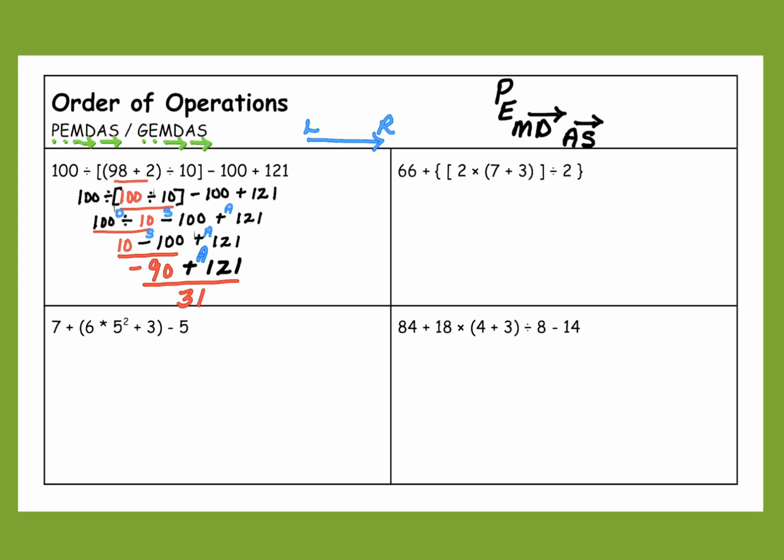In this next problem, we look for the innermost parentheses or grouping symbols. The first step is to complete the 7 plus 3, which is 10. Then we bring everything else down.